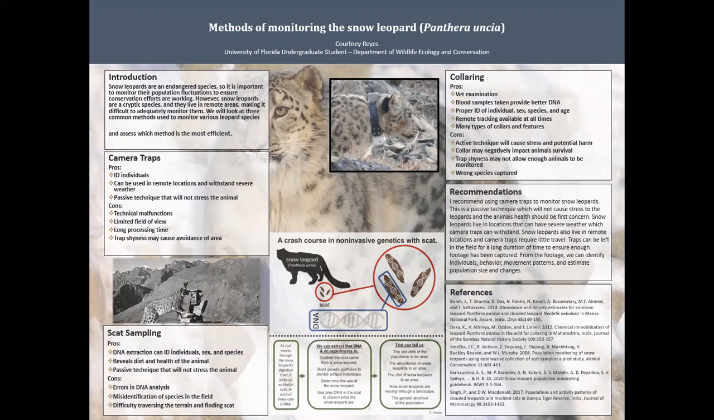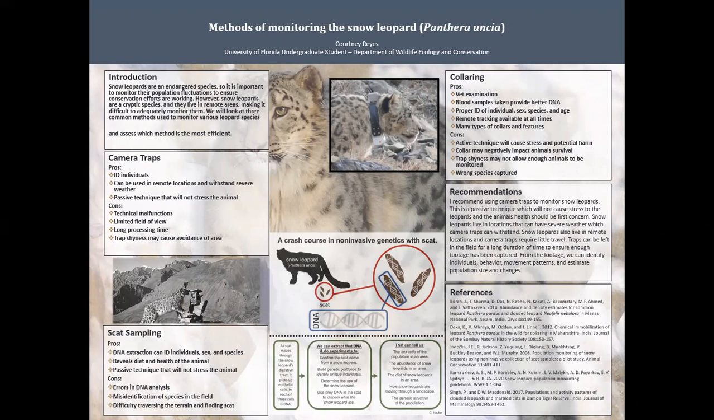Also, trap shyness may not allow enough animals to be monitored. Snow leopards may avoid the area once you set a trap up, or they may not just go in the trap at all. And lastly, you may capture the wrong species. This will cause unneeded stress to that species, and you'll have to keep resetting your trap until you get your snow leopards.